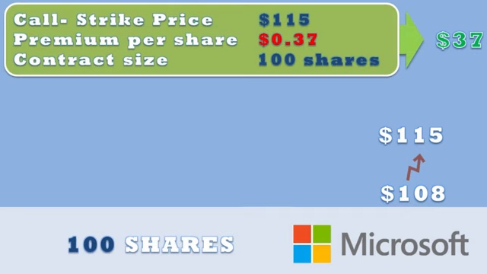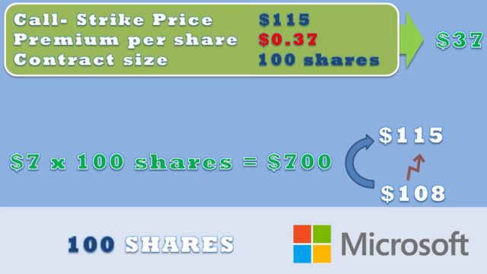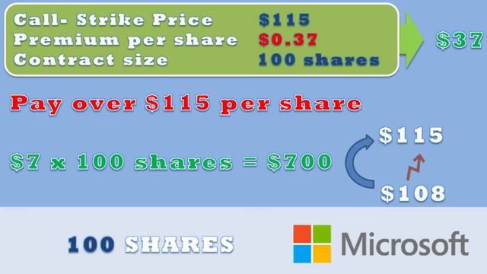annualized income. If the stock rises above $115, the option buyer will exercise the option and you will have to deliver the 100 shares of stock at $115 per share. You still generated a profit of $7 per share, but you will have missed out on any upside above $115. If the stock doesn't rise above $115, you keep the shares and the $37 in premium income.